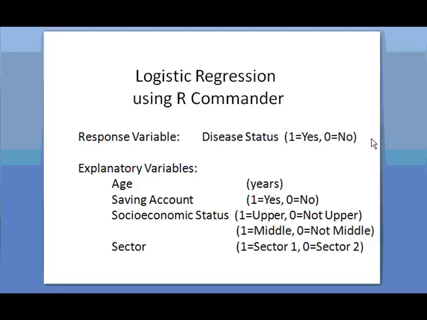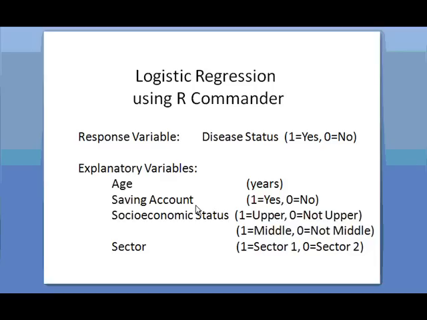In actual modeling, the response variable should be binary and takes on 2 values, 1 or 0. 1 is the category of interest, in this case yes, have the disease. And to include a categorical explanatory variable in the model, we have to set up indicator variables for them.